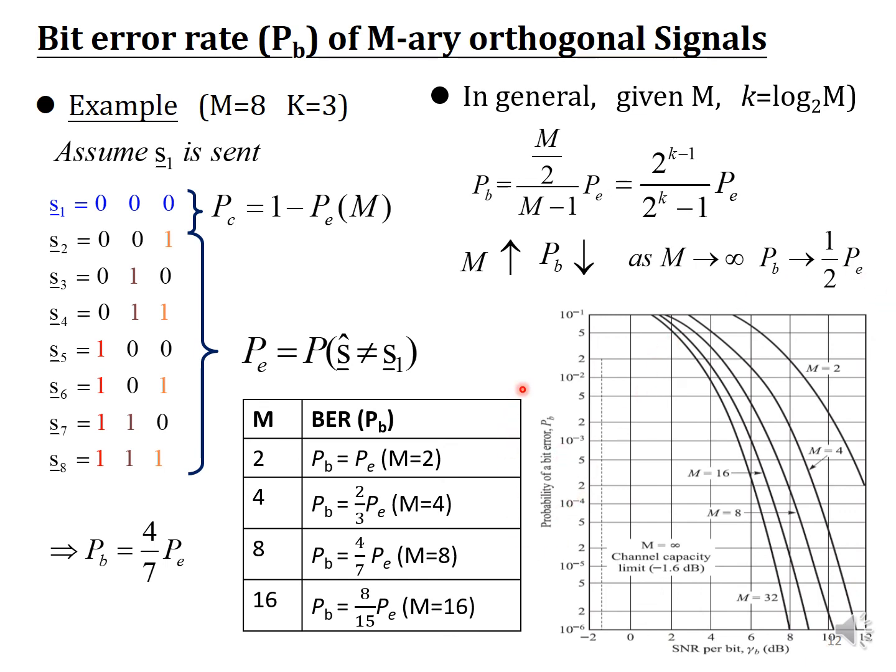figure shows the bit error probability over SNR per bit. SNR per bit represents Eb over N0, right? So as M increases, the PB, the bit error rate, right? This is PB. The bit error rate would actually decrease. The PB would drop. Given the SNR per bit, the PB goes down as M increases. Okay.